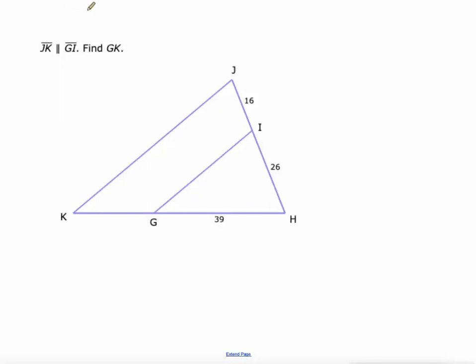All right, so again, we know that these are similar triangles. That's pretty much a given throughout this entire skill in IXL. Now we're trying to find GK, which is this length here. All right, so again, we'll call it X. And what we'll do is we'll say X is to 39 as 16 is to 26.